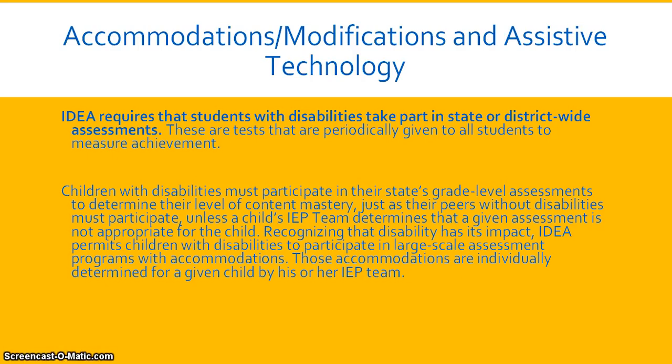Accommodations, modifications, and assistive technology. IDEA requires that students with disabilities take part in state or district-wide assessments. These are tests that are periodically given to all students to measure achievement. Children with disabilities must participate in their state's grade level assessments to determine their level of content mastery, just as their peers without disabilities must participate, unless a child's IEP team determines that a given assessment is not appropriate for the child. Recognizing that disability has its impact, IDEA permits children with disabilities to participate in large-scale assessment programs with accommodations. Those accommodations are individually determined for a given child by his or her IEP team.